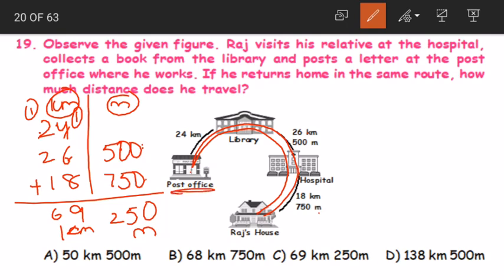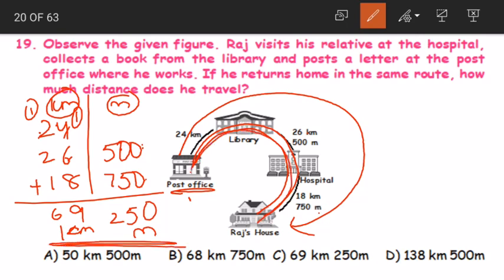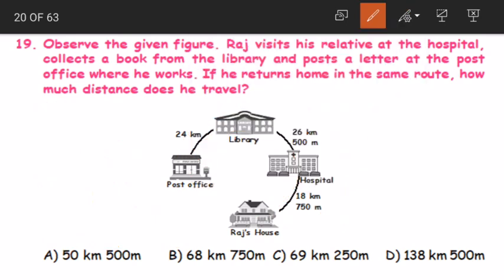Again, after posting the letter at the post office, our Raj is taking the same route to return back home. That means what should we do? It is double the distance. For going 69 kilometers 250 meters, while returning also our Raj is traveling the same distance. So we have to add another 69 kilometers and 250 meters to it. Yes or no?